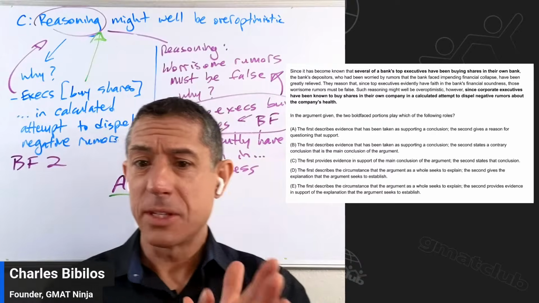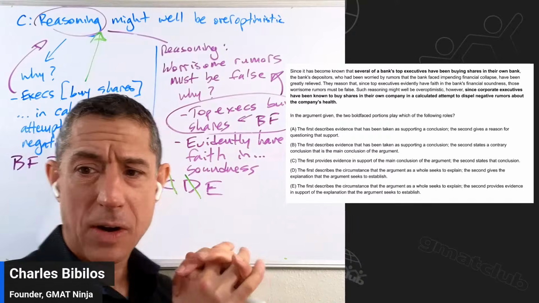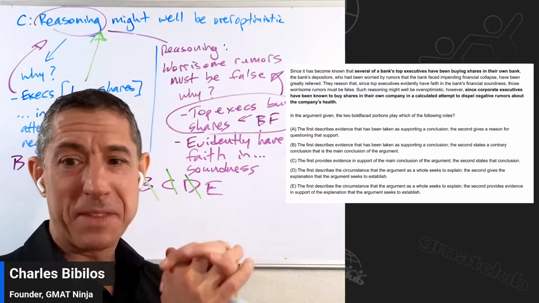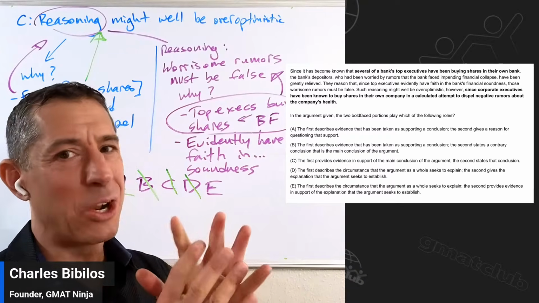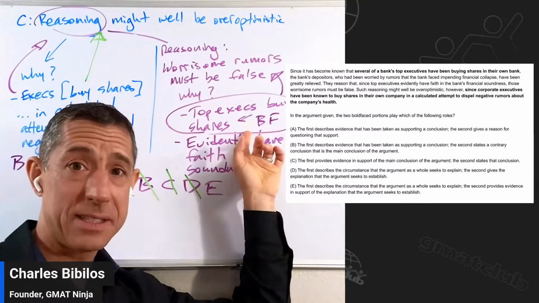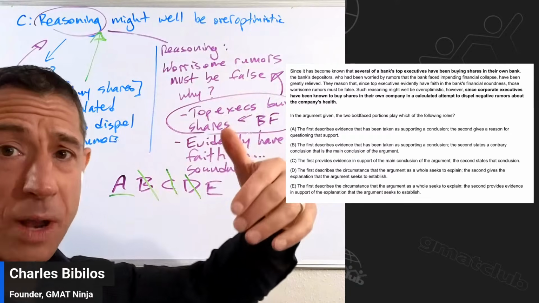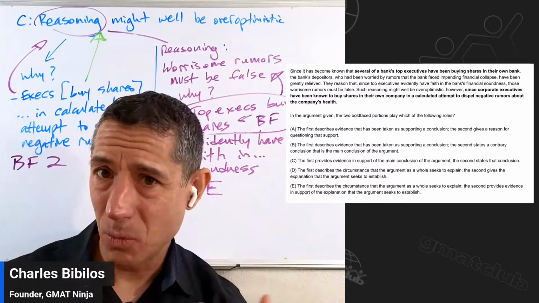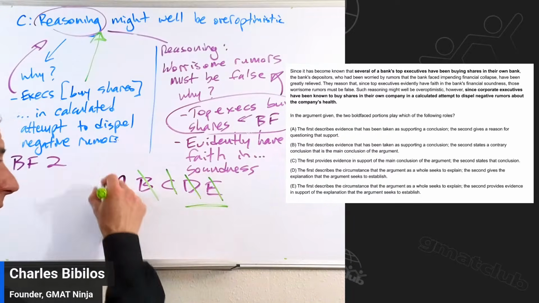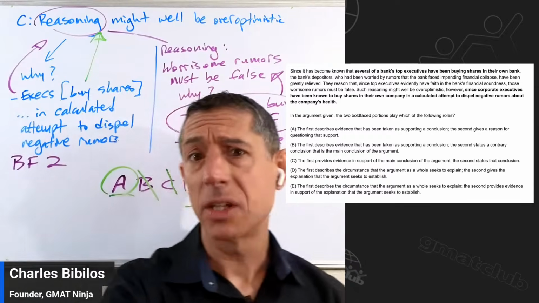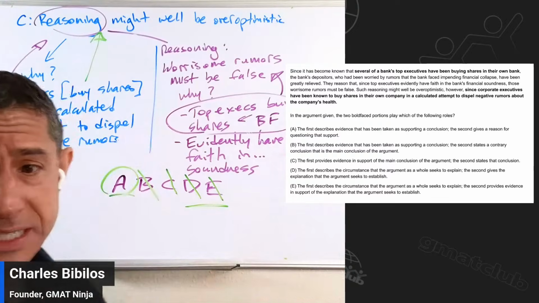E: the first describes the circumstance that the argument as a whole seeks to explain. Again, just had a long rant about that. That is not correct. The second provides evidence in support of the explanation that the argument seeks to establish. Again, the argument's not trying to explain the first boldface. The argument's trying to prove, or argue, that the reasoning that the bank is healthy might be over-optimistic. It's not trying to explain why exactly the bank execs are buying shares. So I don't blame you one bit if you struggle to eliminate D and E, D in particular. Totally fair, totally common. Again, super hard question here, but our winner here is A.